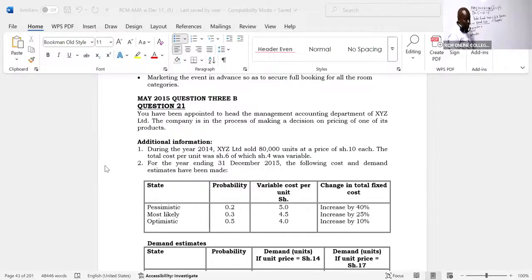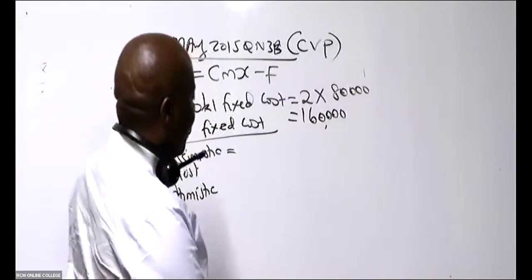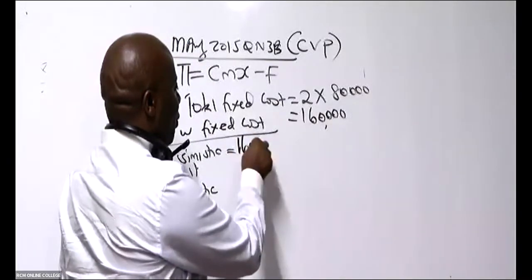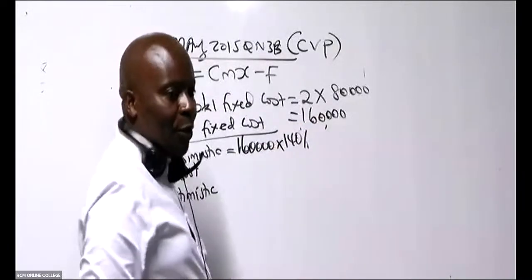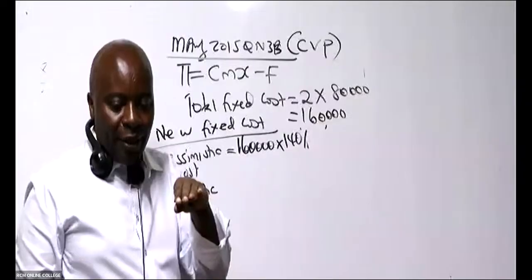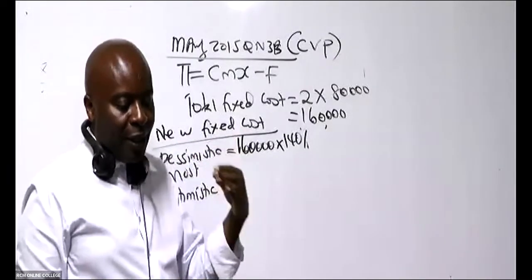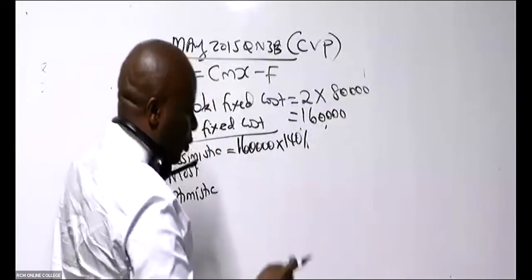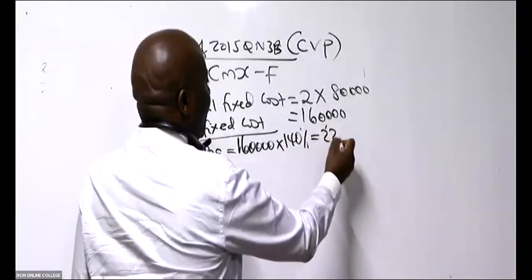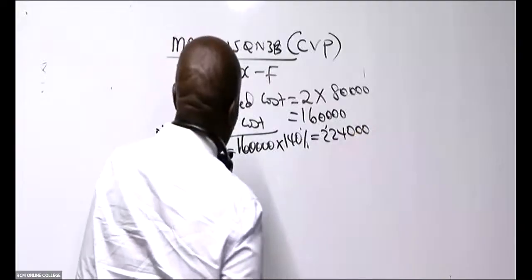That the fixed cost will increase by, are you able to see this column here? Increase by 40%. So if it increases by 40%, then that one will be 160,000 times 140%. Because you see, normally it's 100. So if it's going to increase by 40%, you multiply it with 1.4. Which somebody is telling me it is 224,000. 224,000. Thank you very much.